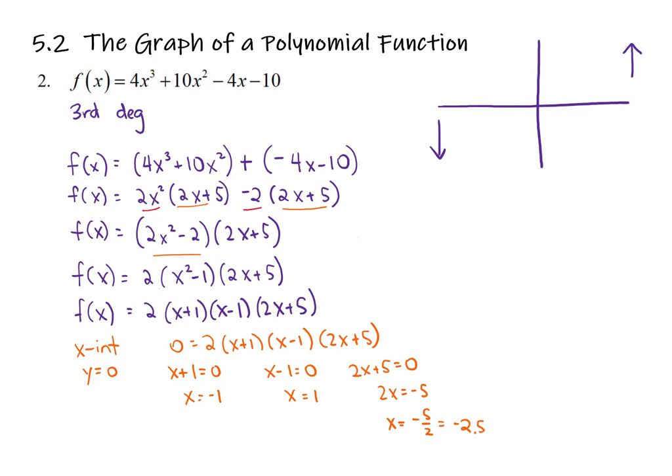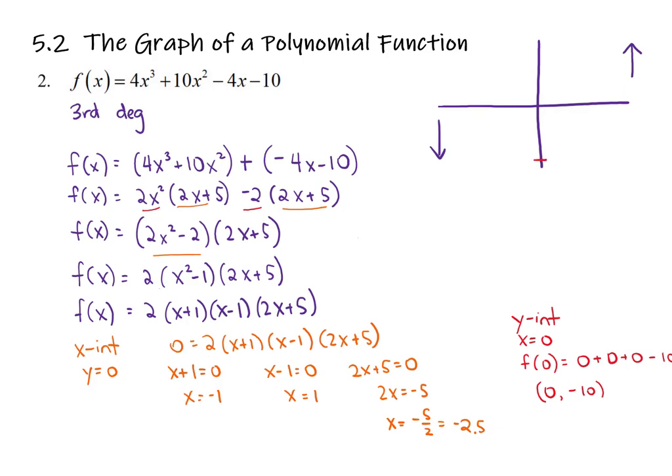Which I like fractions, but to be able to graph it, we need to know that it's negative 2.5. To get my y-intercept, we're going to plug in x equals 0. That means all of these terms become 0, except for the constant at the end. So that's really easy to see that I get 0, negative 10 as my y-intercept. So let's put that on the graph.